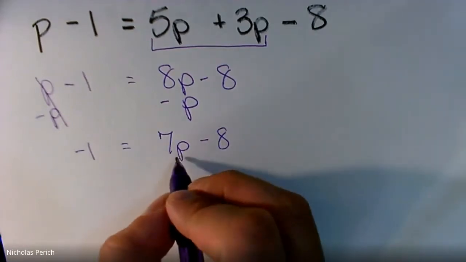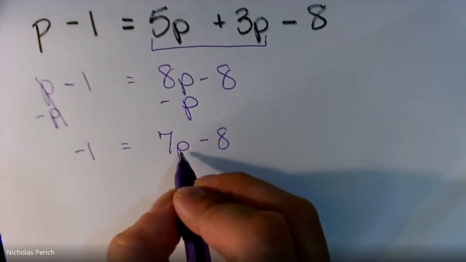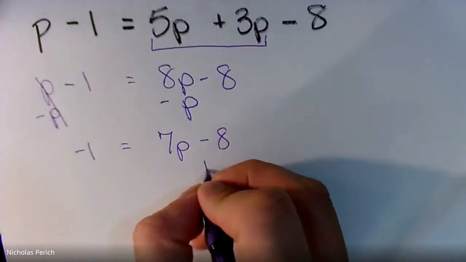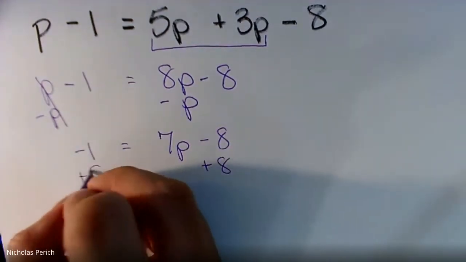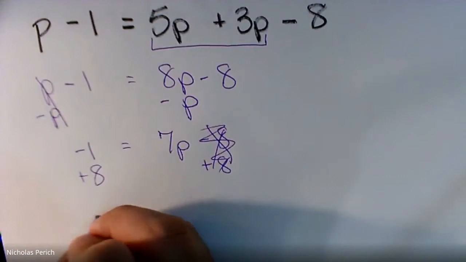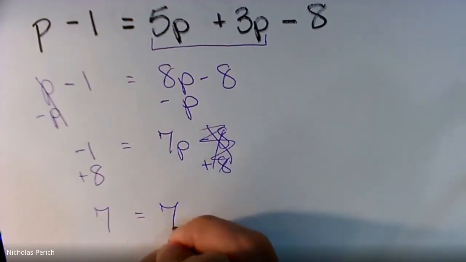Is p all by itself? No. What's in the way? 7's being multiplied. Anything else? Yep. Negative 8's being just floating around. So I'm going to add 8 to both sides because it's the opposite. Add 8 to both sides. And after I do that, I'm going to have 7 equals 7p.